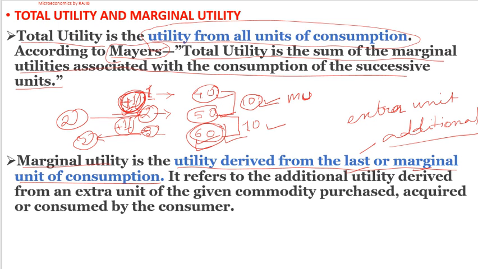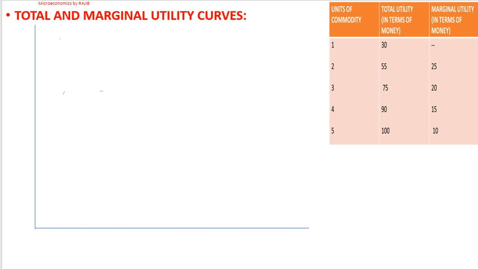So some sentences remain here. It refers to the additional utility derived from an extra unit of a given commodity purchased, acquired or consumed by the consumer. Whatever I have been telling you is written here, so you have to remember these. These are the definitions of total utility as well as marginal utility, and these are very important, you have to remember. So let me give you one more example about total utility and marginal utility, and also the total utility and marginal utility curves.